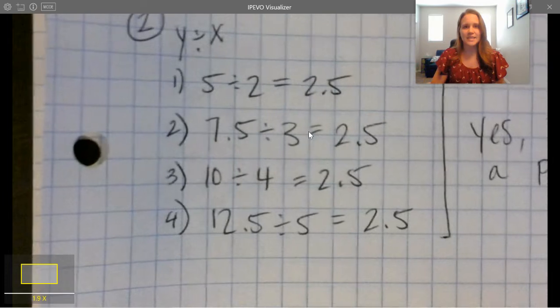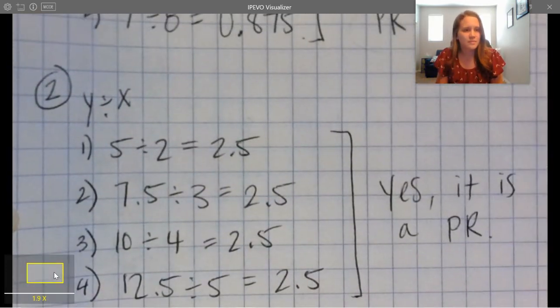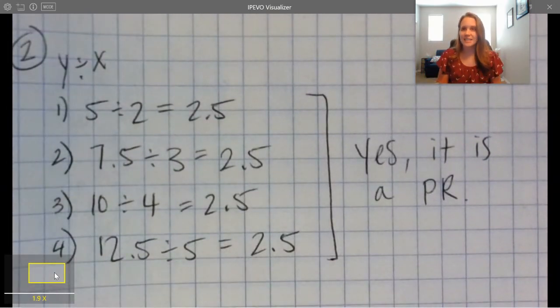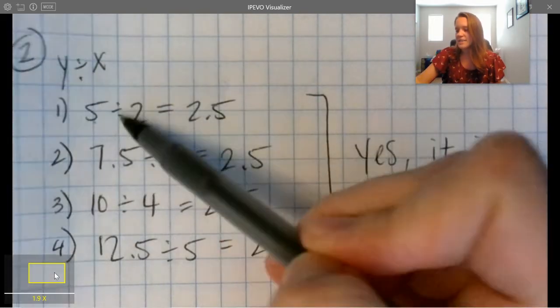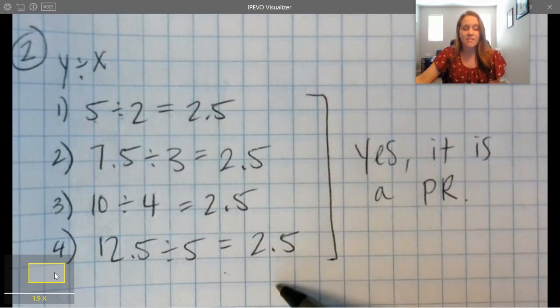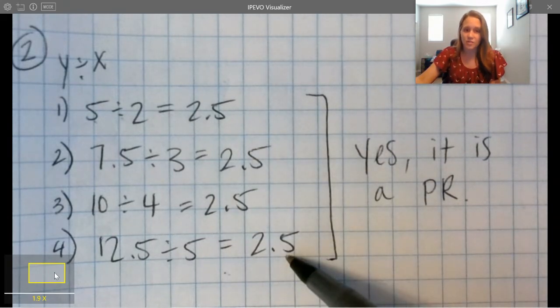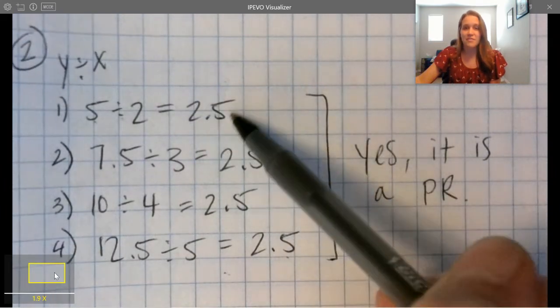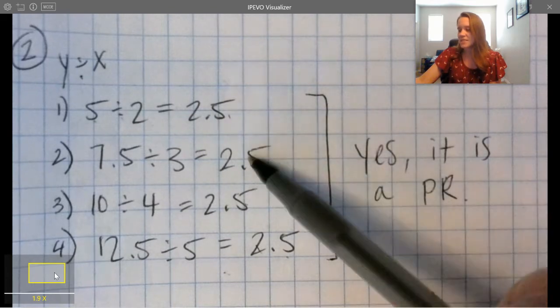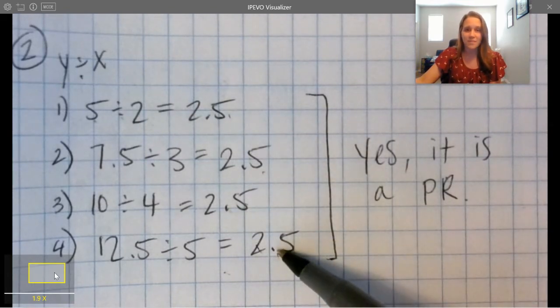All right, here is my work for question 2. Okay, so I still decided to do y divided by x for every ratio in the table. The table was turned a different way on this problem, but still I'm going to take the y divided by the x for all the ratios in the table. Please make sure on your paper you have all 4 ratios from the table shown. I can tell that 2.5 is the factor that takes me from x to y for every single ratio. So 2.5 is the constant of proportionality. Yes, it's a proportional relationship because that number is the same for every ratio in the table.